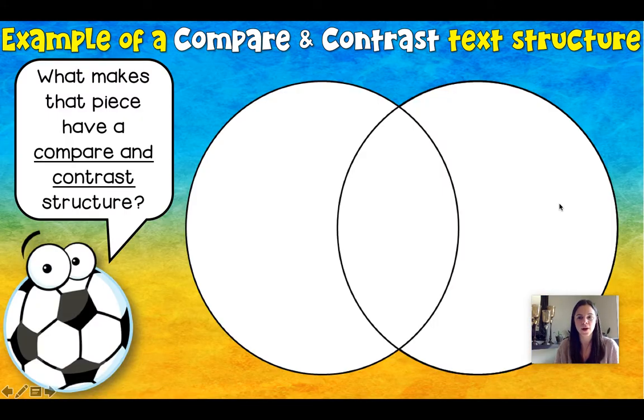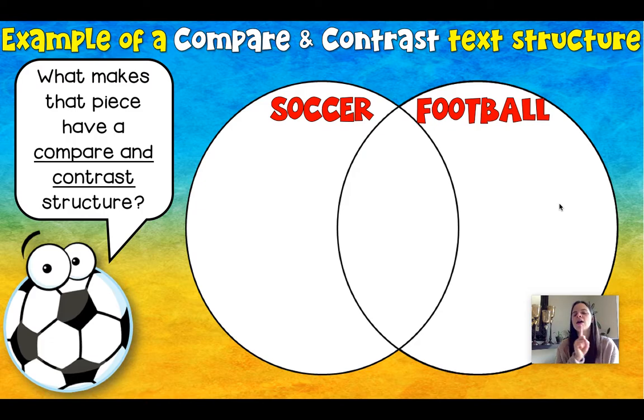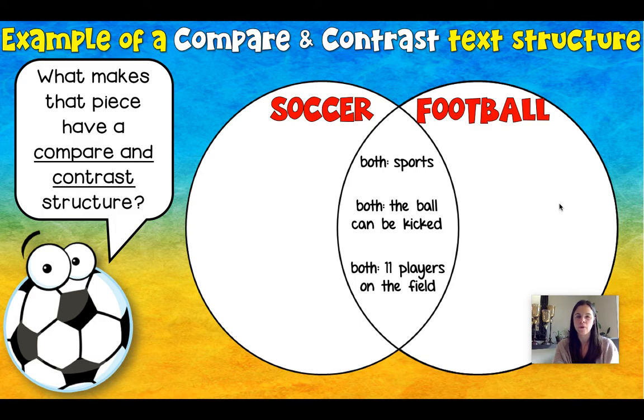All right, if you didn't pause it, go back and finish reading before we jump to this part. So go back if you haven't finished yet. So we know now that this passage was comparing and contrasting two things. What two things were they comparing and contrasting? Think. Got it? We know they were comparing and contrasting soccer and football. Okay? Here's some things that are similar. They're both sports. They both have a ball that can be kicked, and they both have 11 players on the field. Okay? So now we're looking about how soccer is different and how football is different from each other.